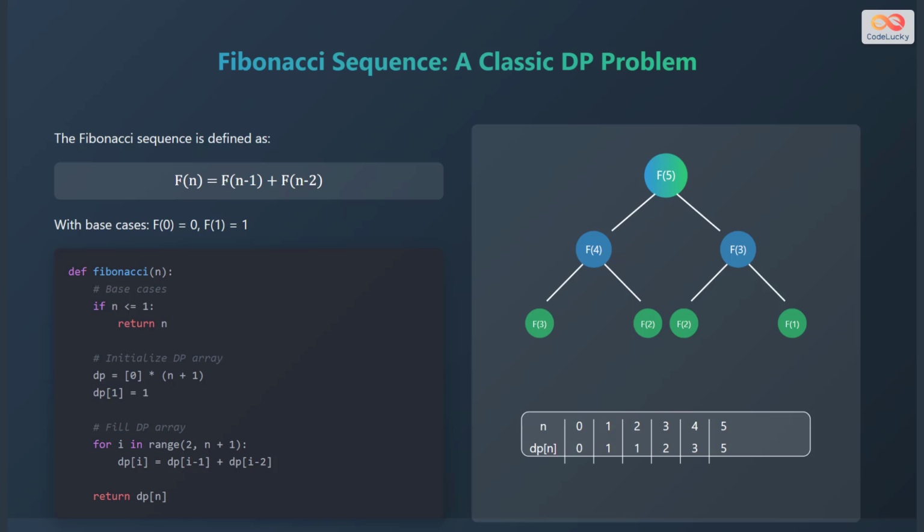Looking at the code, we have a function called Fibonacci that takes an integer, n, as input. First, we handle the base cases. If n is less than or equal to 1, we simply return n. Otherwise, we initialize a DP array of size n plus 1 with all elements as 0. We set the second element of the DP array to 1, since f of 1 equals 1. Then we fill in the DP array in a bottom-up fashion. For each i from 2 to n inclusive, we set dp of i equal to dp of i minus 1 plus dp of i minus 2. Finally, we return dp of n, which is the nth Fibonacci number.